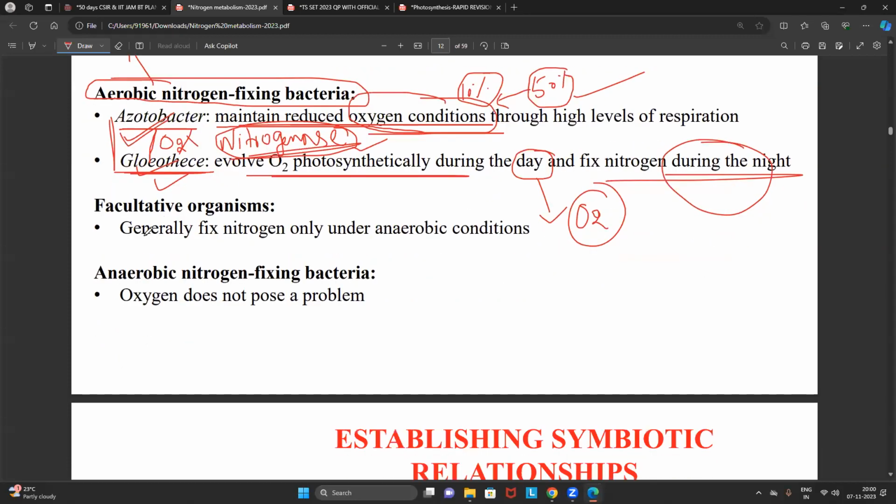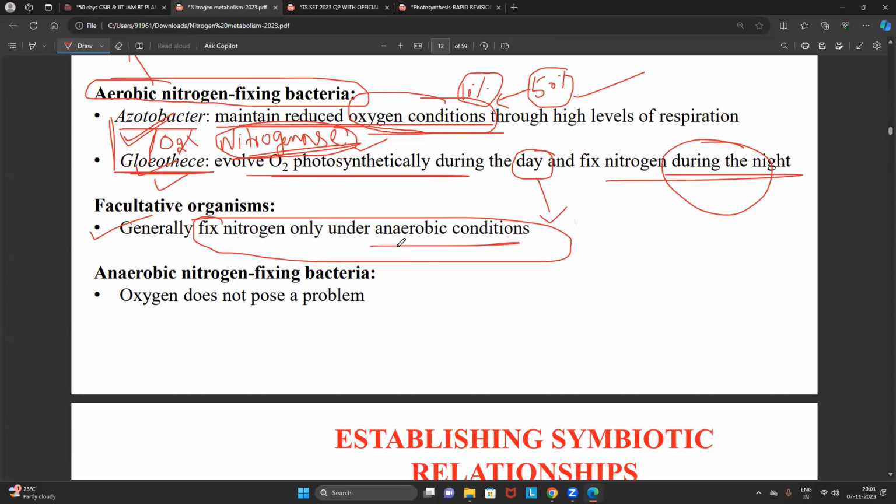That's all. Then what is the meaning of a facultative organism? All the students remember, they generally fix the nitrogen under anaerobic conditions. There is no problem, only because facultative organisms can survive easily in the absence of oxygen. That is the advantage. Anaerobic, of course, if the oxygen is present, they won't survive. So for anaerobic bacteria also, there is no problem in fixing the nitrogen.